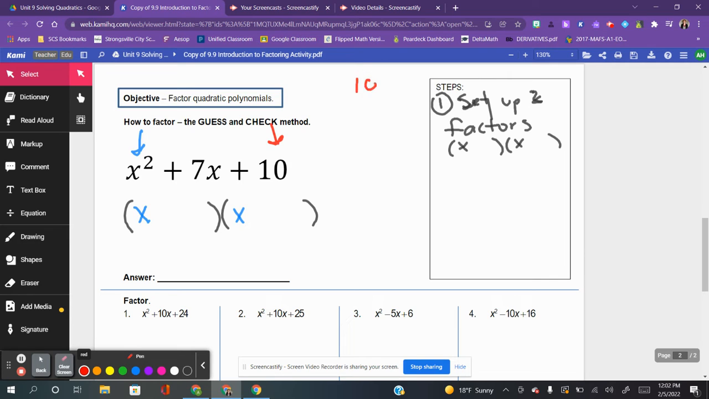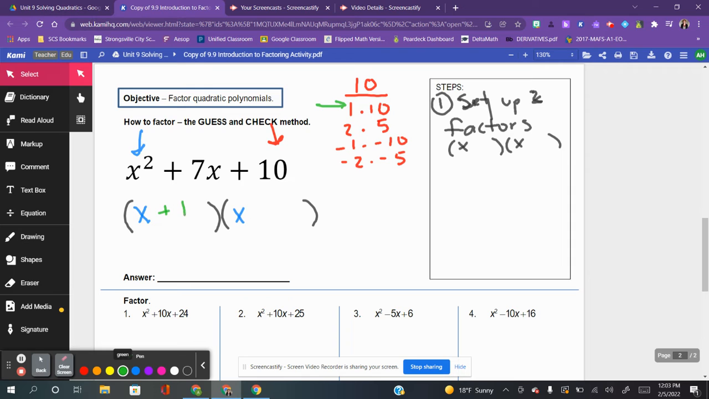Well, in this case, I have to come up with both sets of factors. So I want to come up with numbers that multiply to 10. Well, 1 times 10 gives me 10, and 2 times 5 gives me 10. But technically speaking, -1 times -10 gives me 10, and -2 times -5 also gives me 10. So I really need to be thoughtful about both positive and negative combinations and pick the one that works. Okay, and so I'm just going to go ahead and pick this first set.